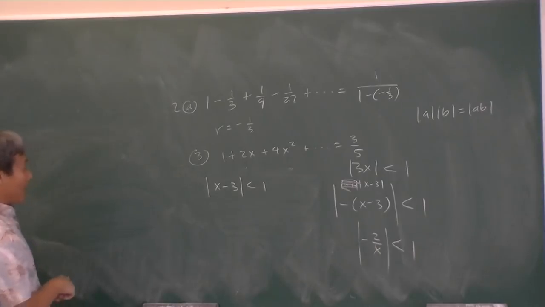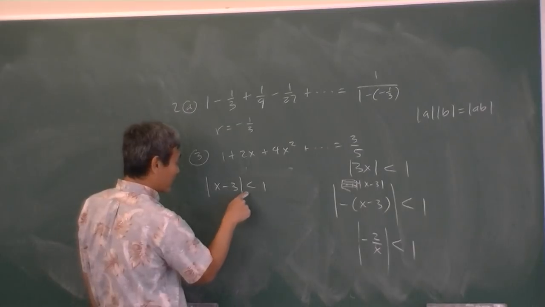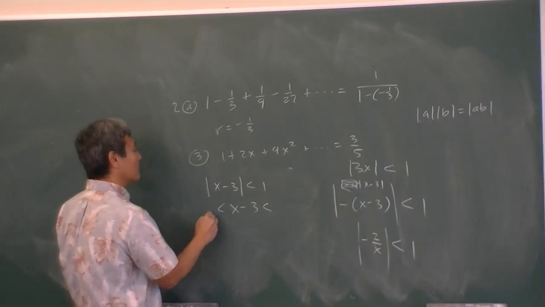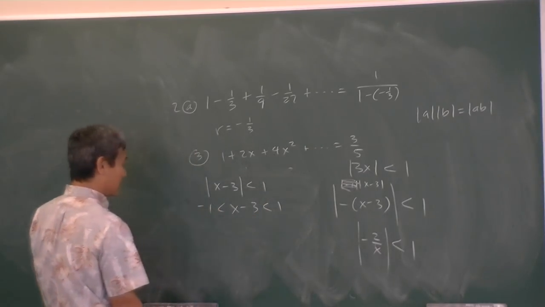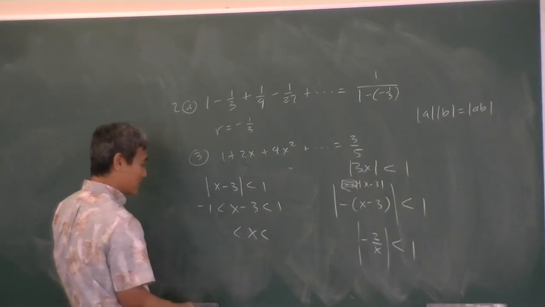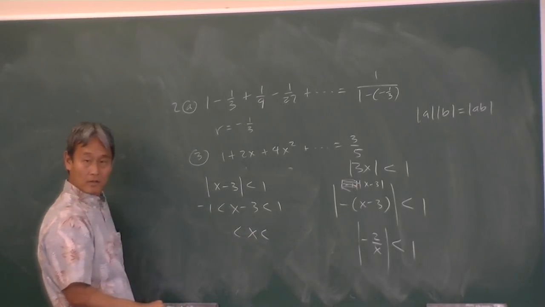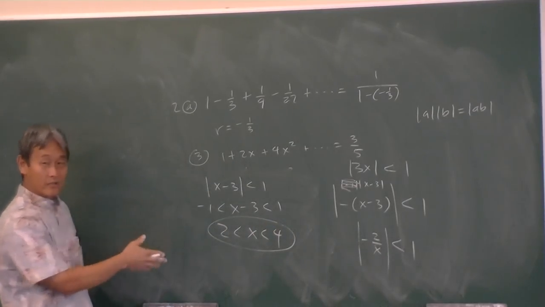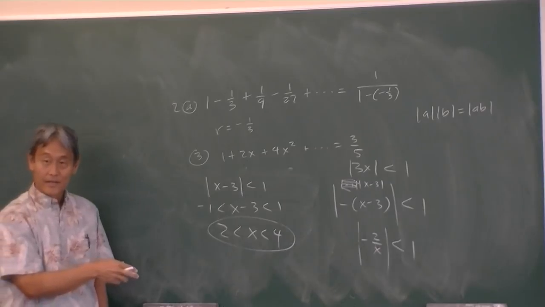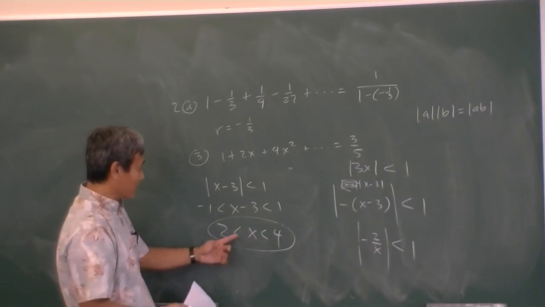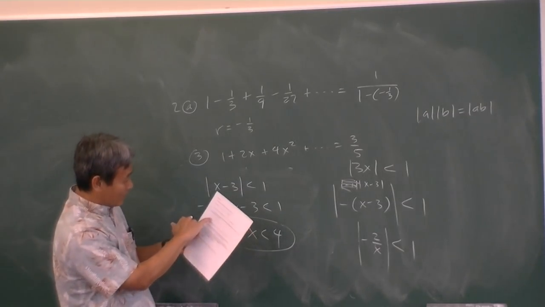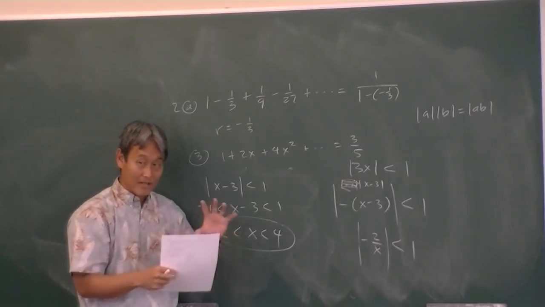And do we know how to solve this kind of inequality? Yes. If you have the absolute value of gorilla is less than banana, you put gorilla in the middle, and what do you put here and here? Negative banana and banana. And then if you want to solve for x, what do you do? Add 3 across the board, 2 and 4. There you go. This is called the interval of convergence. In other words, if x is a number between 2 and 4, like 2.1 or 3.5, then the series that I gave you right there will converge to some finite number.